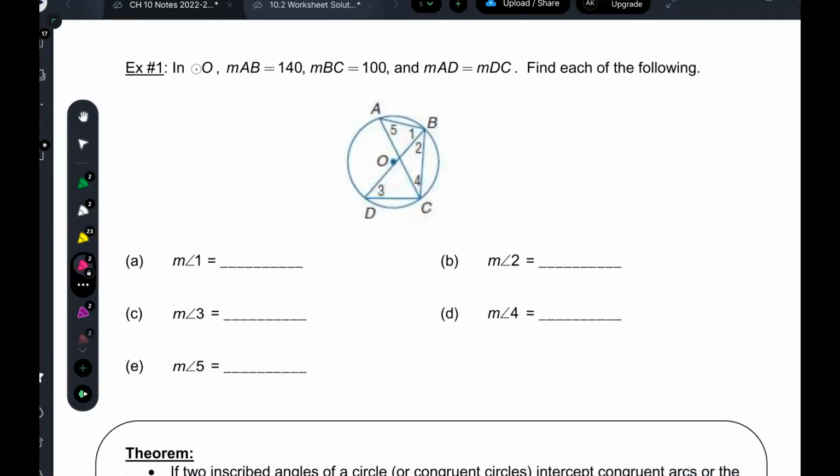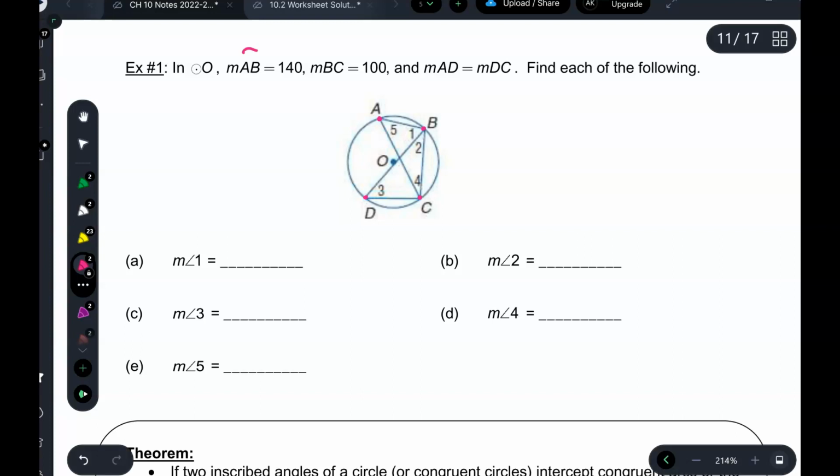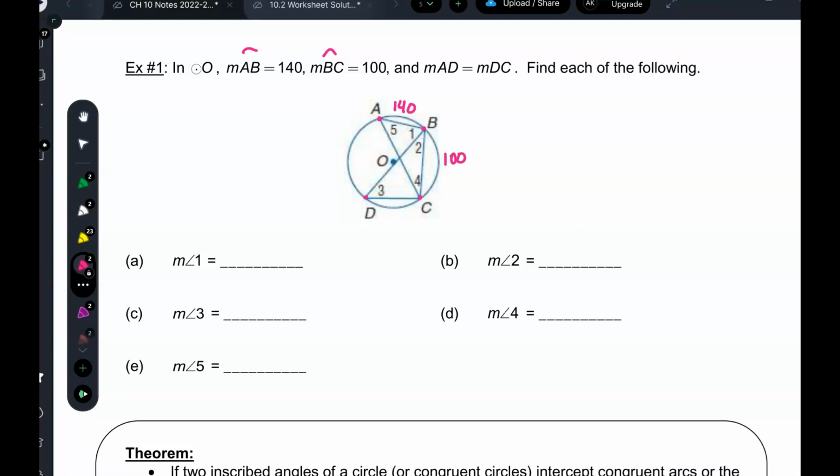Of course, we're not going to make it that simple that we just give you one angle inside. We have a whole bunch of angles inside. Now, A, B, C, and D could potentially be vertices for our inscribed angles. Let's see what we have. Measure of arc AB is 140. Measure of arc BC is 100. And of course, these are not drawn to scale because clearly that looks bigger than that one, but that's okay.